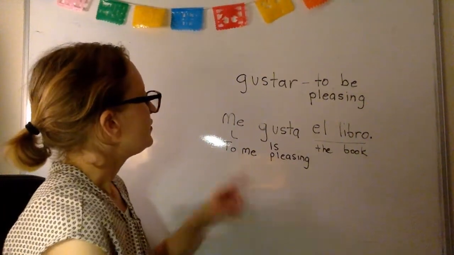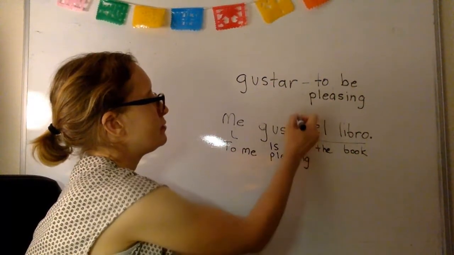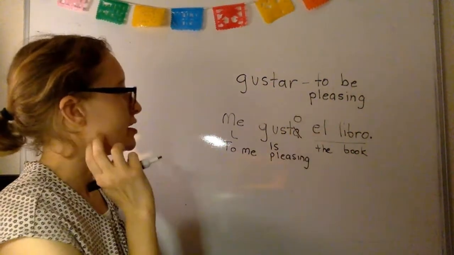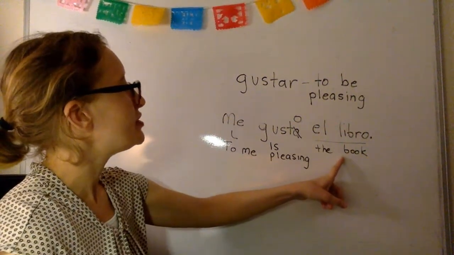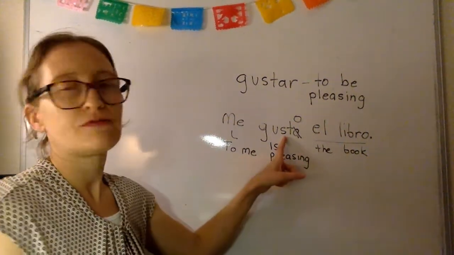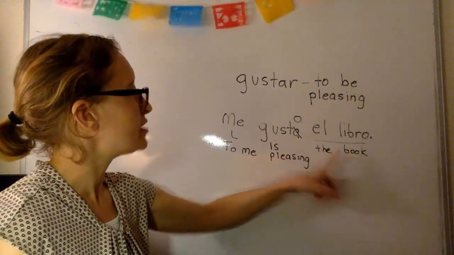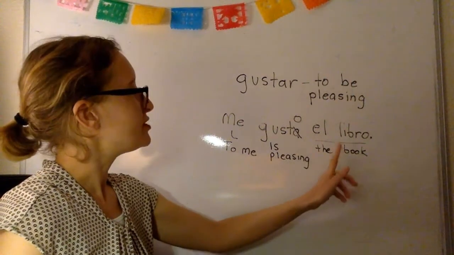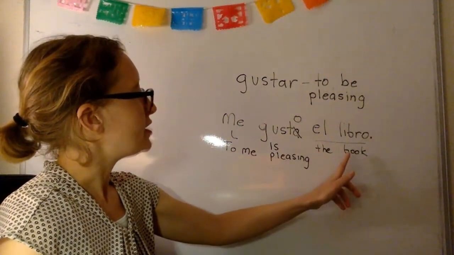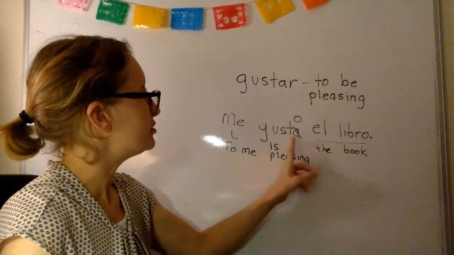Now, I mentioned that you don't want to say me gusto with me gusta el libro. First of all, it's not grammatically correct. The book is the third person singular, and gusto is the first person singular. And in Spanish, the subject has to match the verb in number, I'm sorry, in number and in person. And here we don't have that match, so this doesn't work.